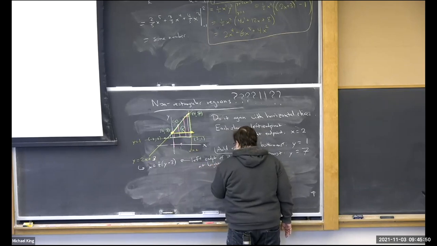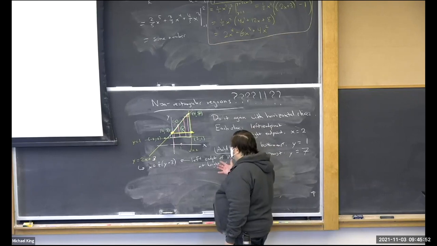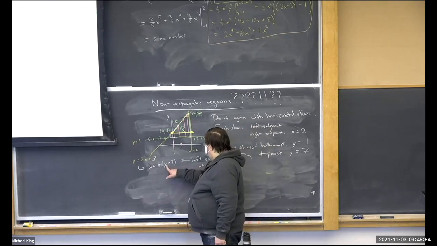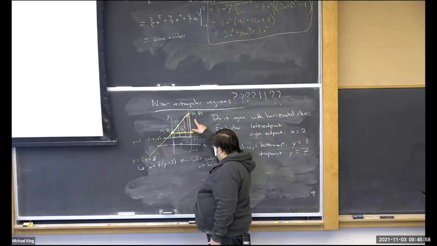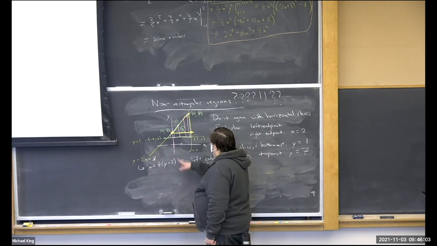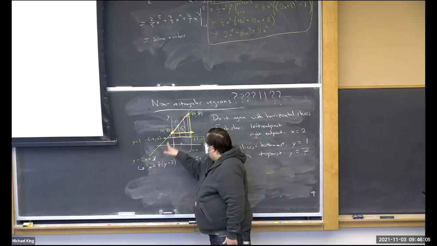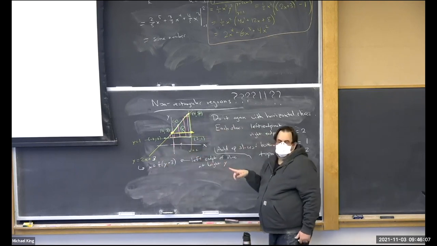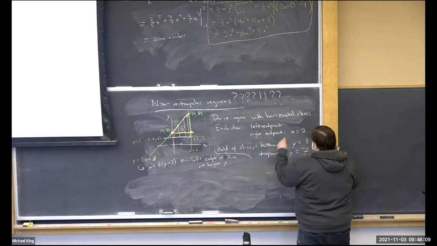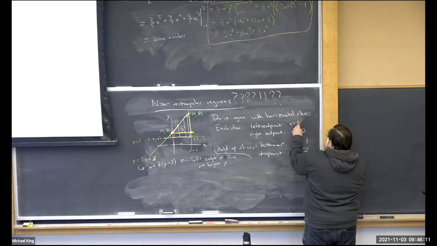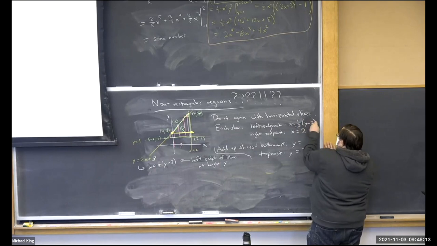And again, you could check that when you plug in y equals 1, you get x equals -1. When you plug in y equals 7, you get x equals 2. When you plug in y equals 3, you get x equals 0. Right, you can sort of check. So this is the one that's kind of hard, x equals 1/2 times y minus 3.